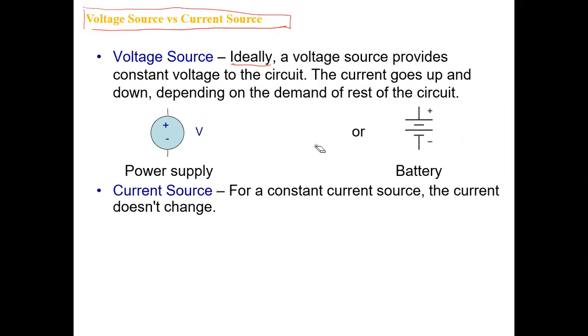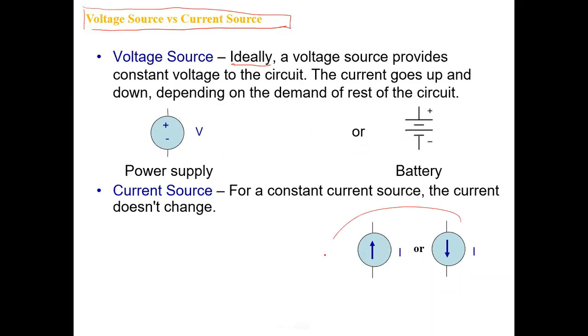However, the current source is the opposite. For the constant current source, the current does not change, okay? How do you represent your current source? For voltage source, you represent it by this, right? For the current source, instead of writing plus and minus, you write the arrow like this. But remember, the arrow has to be this way. It cannot be this way. But if the thing is like this, then the arrow is like this. Okay? So the arrow is in the direction of positive.